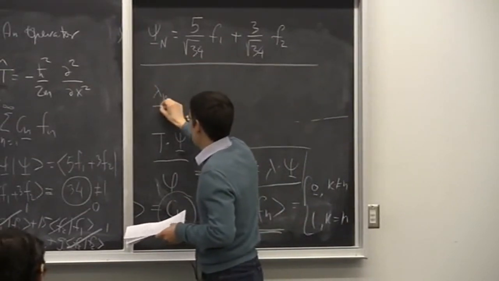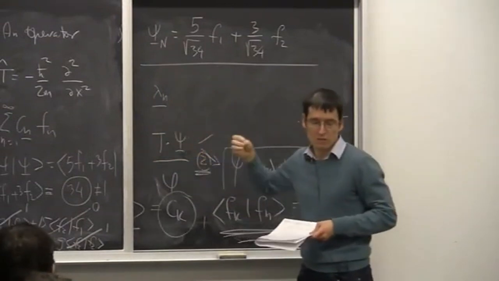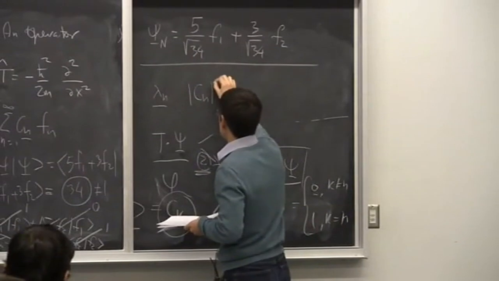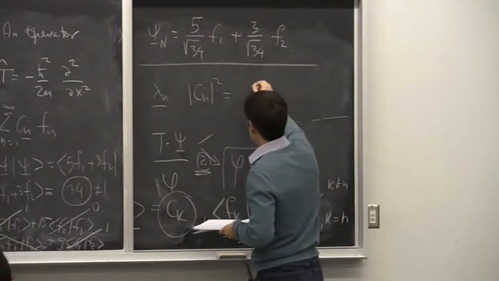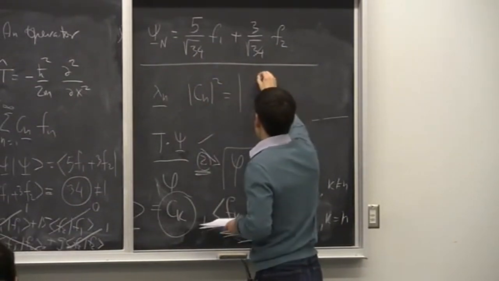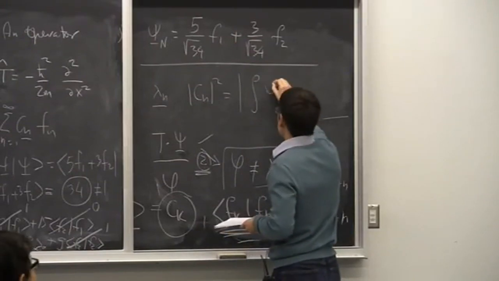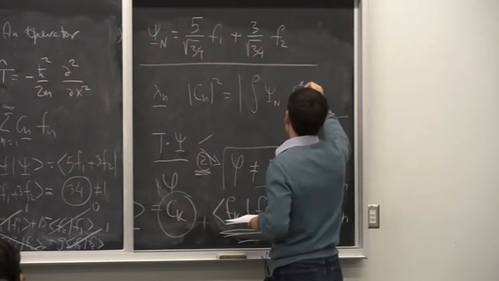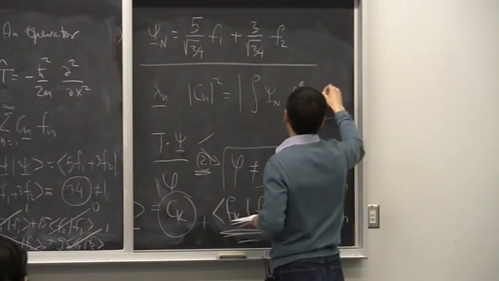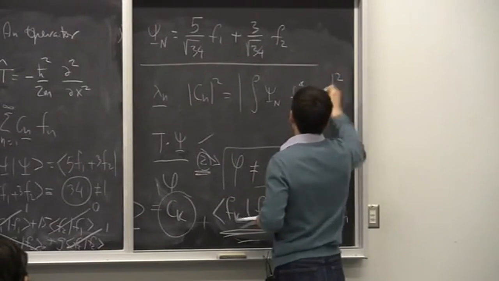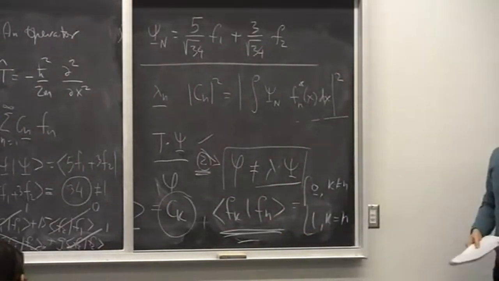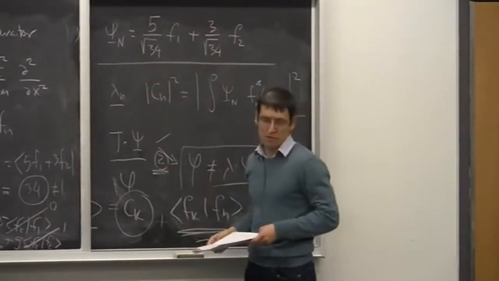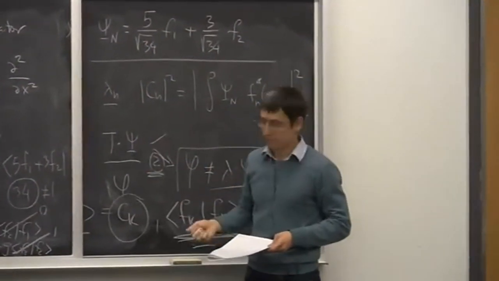Okay, so we know lambda n's will be the result of the measurement, and the probability of getting lambda n is c_n squared, which is the absolute square of the integral of psi times f_n star of x dx. Now tell me, what are going to be the results of the measurement for this function?